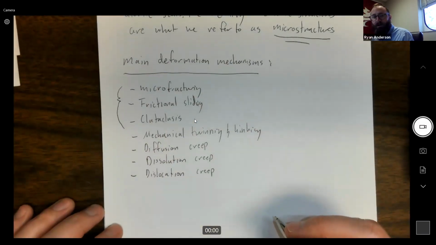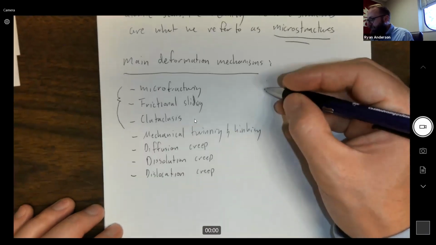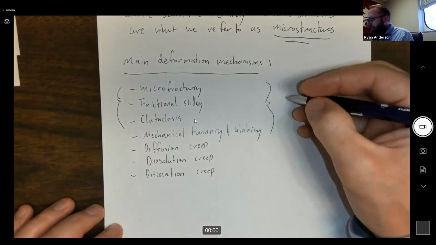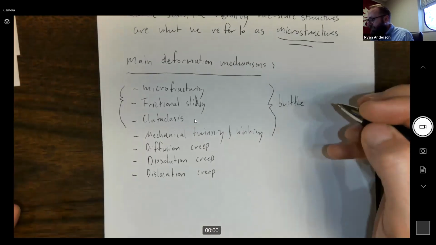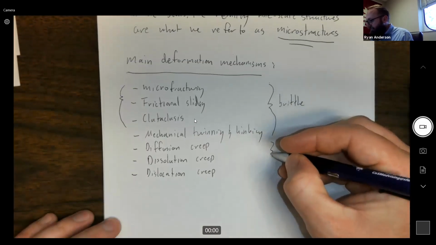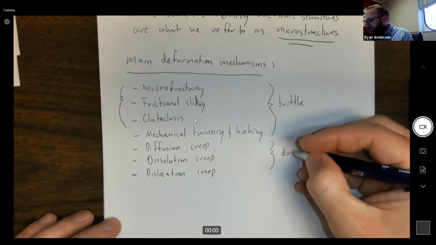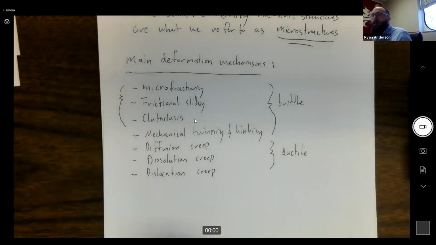Microfracturing, frictional sliding, and cataclasis, and mechanical twinning and kinking as well, operate in the brittle realm and have more brittle behavior, brittle deformation. Whereas our creeps are going to be our more ductile or plastic deformation mechanisms. We'll look at these mechanisms in detail in a minute, or maybe by the next video lecture.